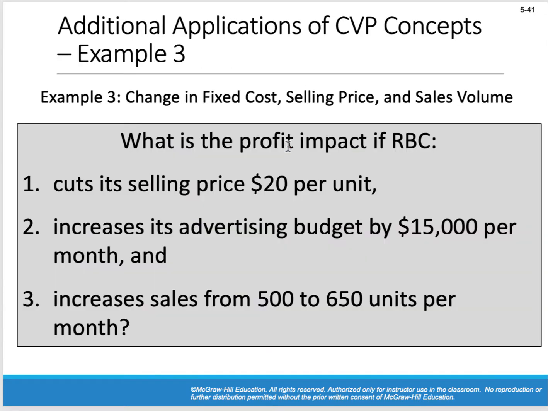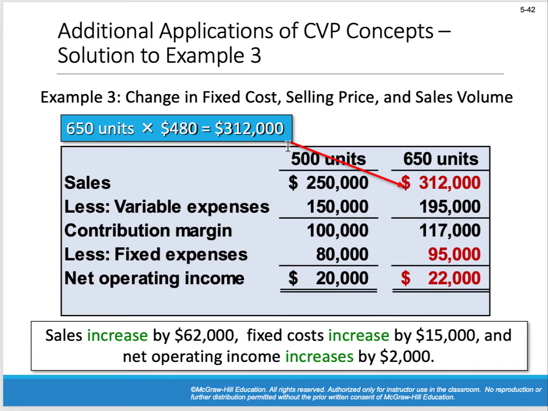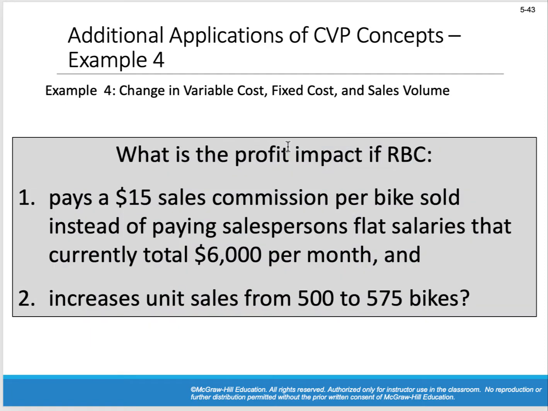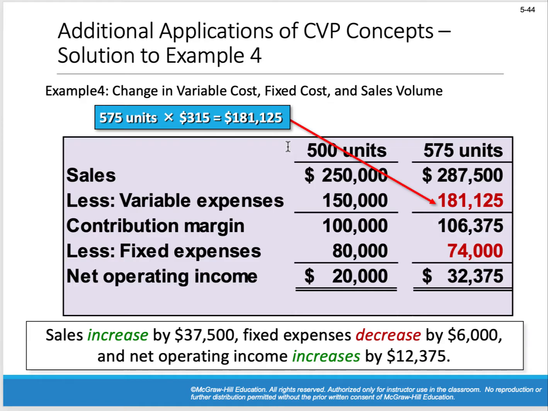We saw another example. What if we have changes in fixed cost, and we change our selling price, and that has an impact on our sales volume? That's going to increase our sales volume, which is what we want to do in all these examples. What impact is this going to have? How do we figure it out? Again, unfortunately, we have to do the contribution formatted income statement and run the numbers. Same thing with changes in variable cost and fixed cost that increase our sales: again, we have to run the contribution formatted income statement.